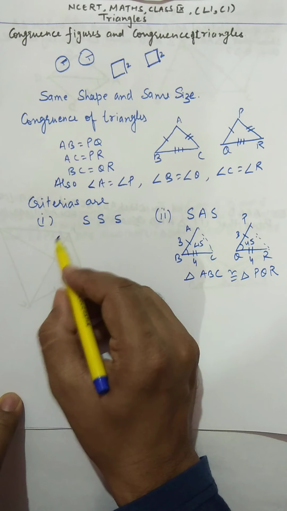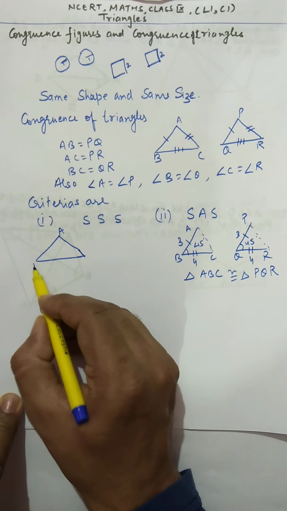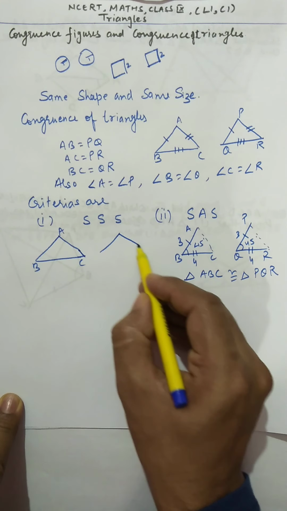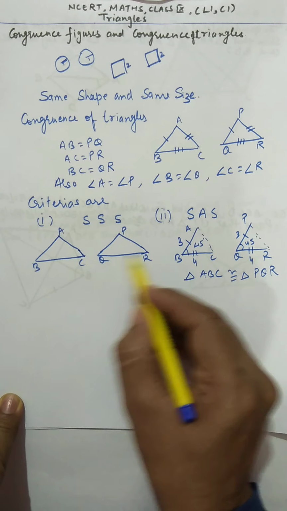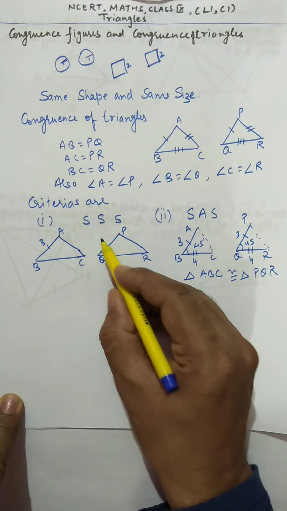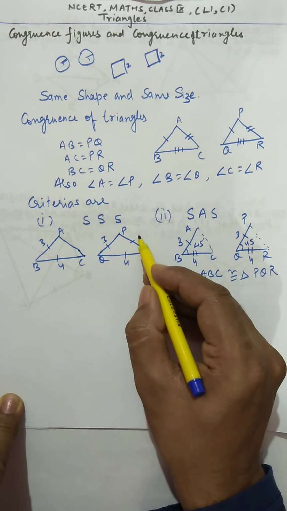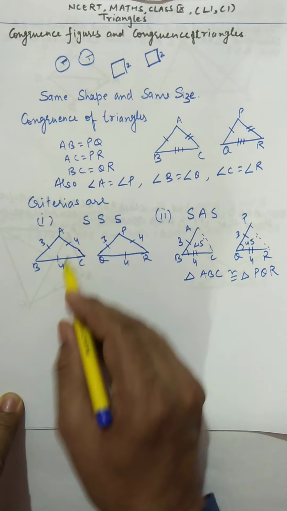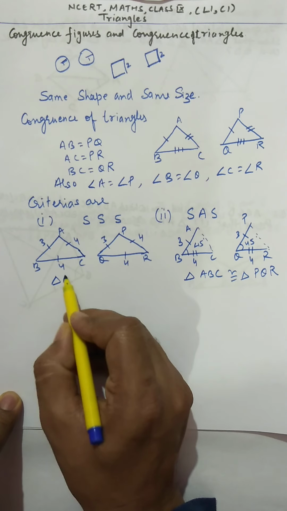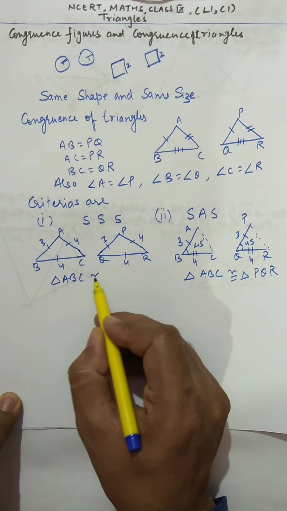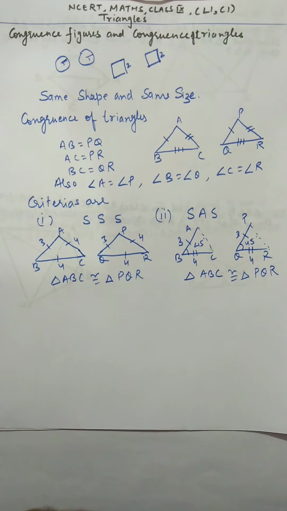And here if I take any two triangles, let's say this is my ABC and this is PQR, this is 3 units, this is also 3 units, this is 4 units, this is also 4 units, this is let's say 4 units, this is also 4 units. So you can see that all corresponding sides are equal, so you can write triangle ABC is congruent to triangle PQR. So these are the two criteria.